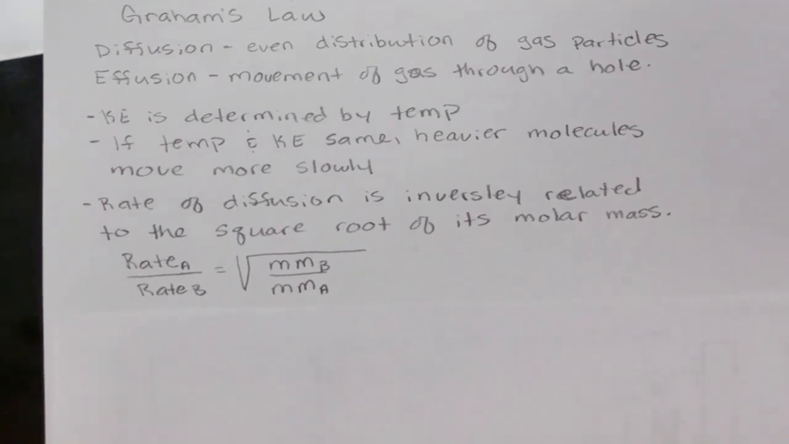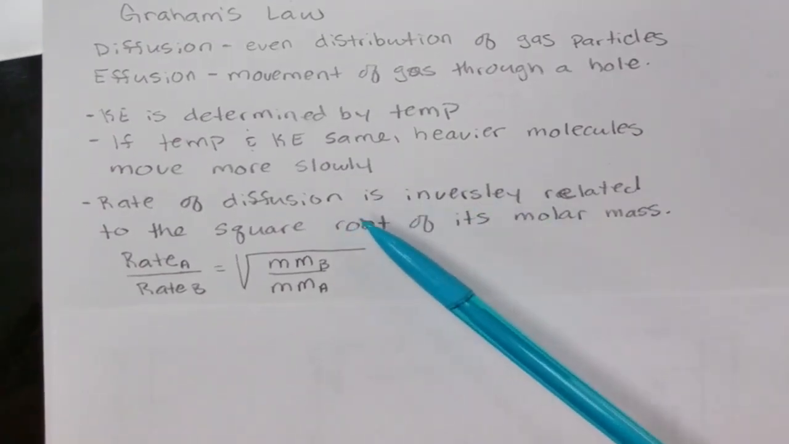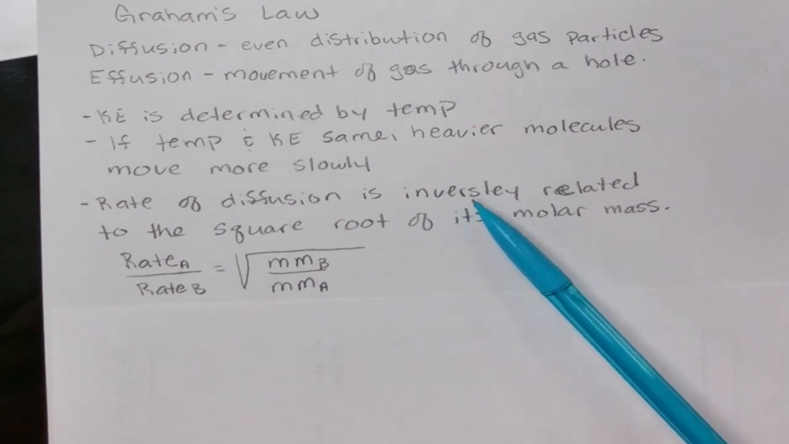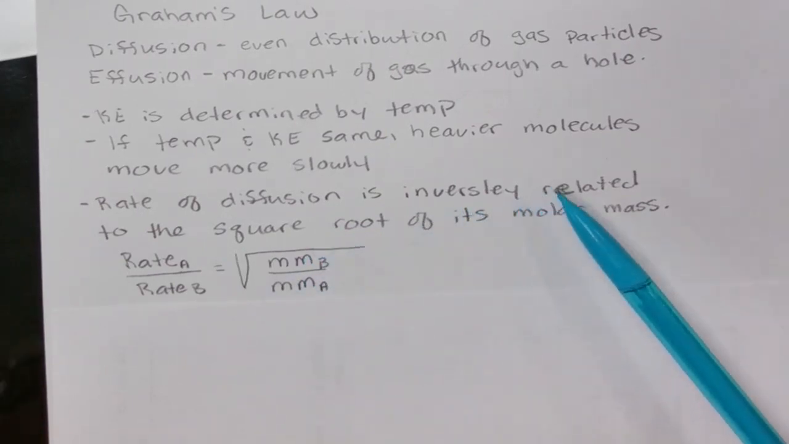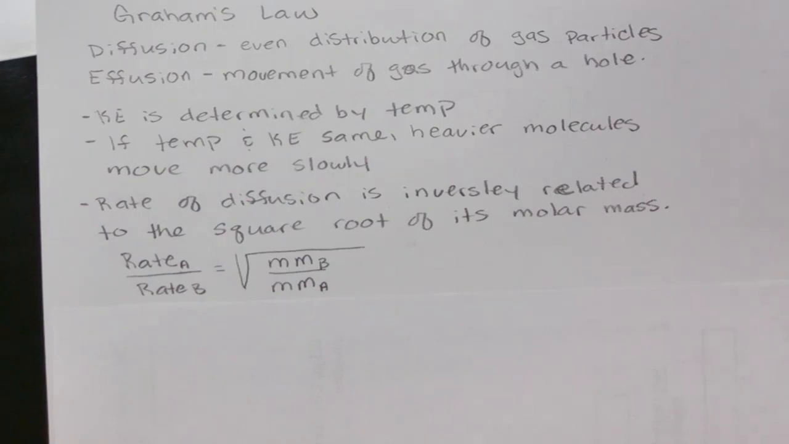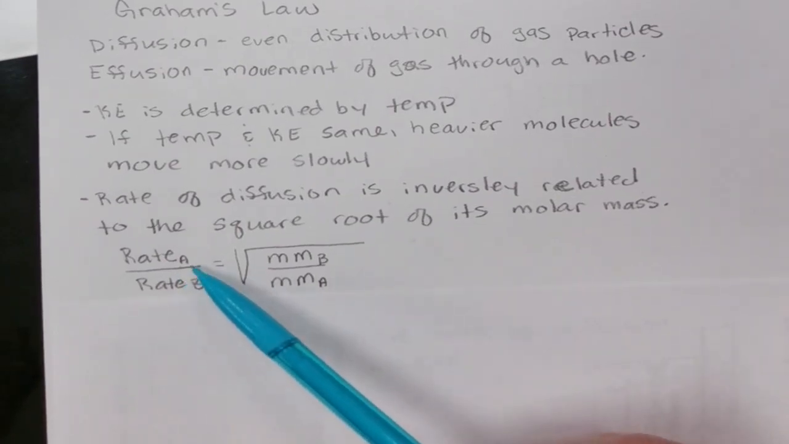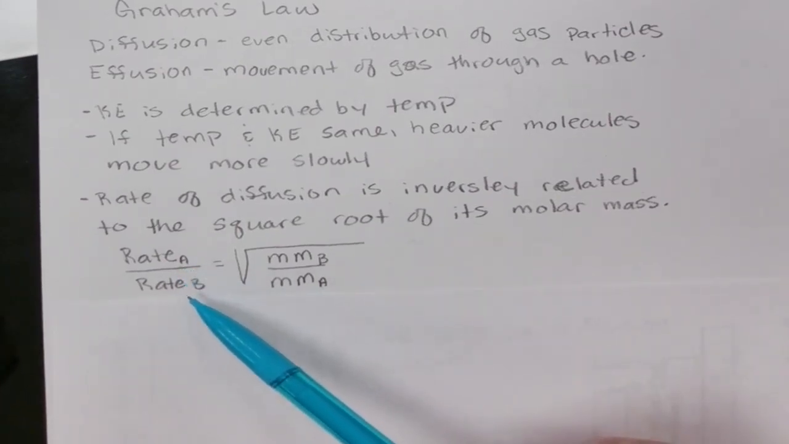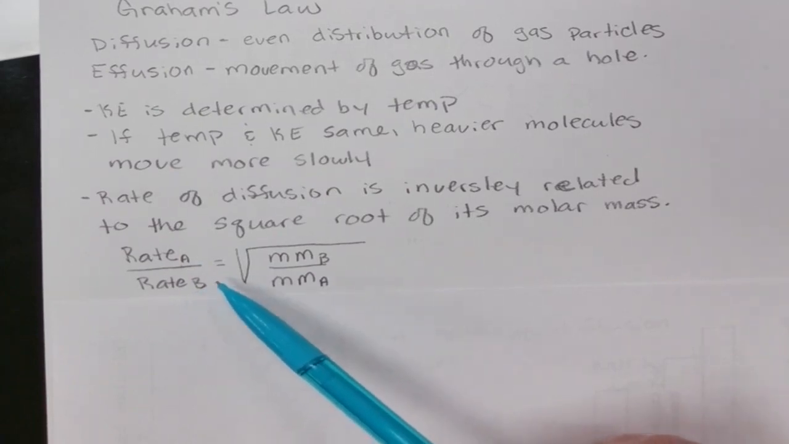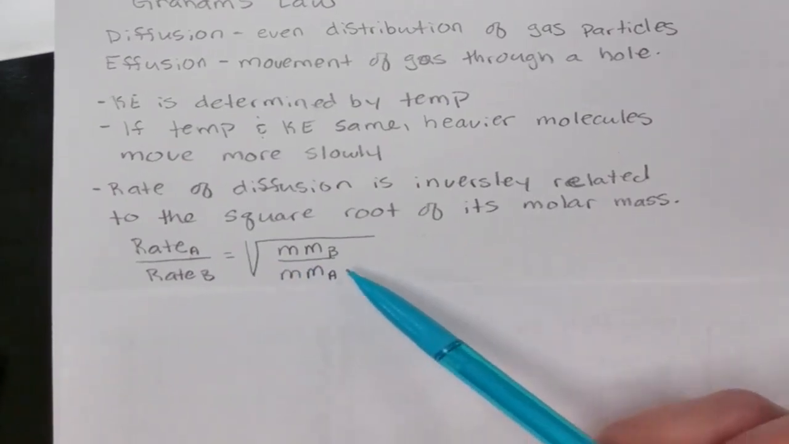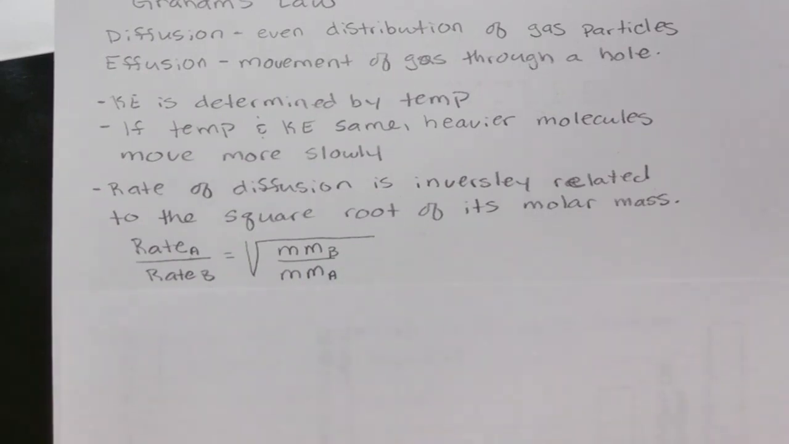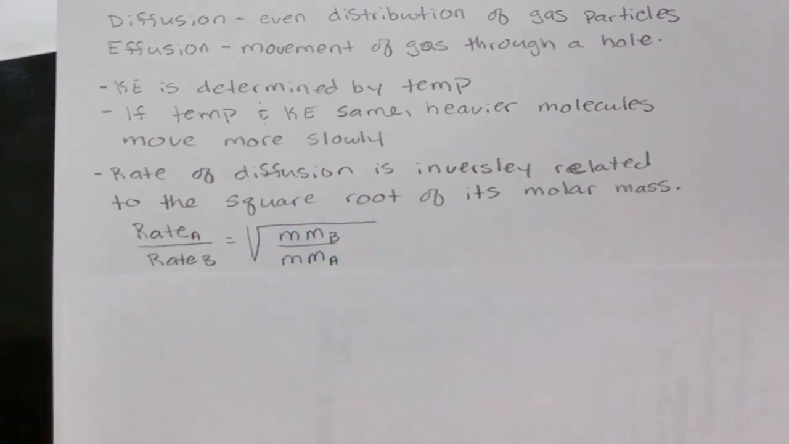Graham's law states that the rate of diffusion is inversely related to the square root of the molar mass of a substance. So the rate of gas A over the rate of gas B would equal the square root of the molar mass of gas B over the molar mass of gas A. So it is an inverse to the square root. So let's do a couple of practice problems.